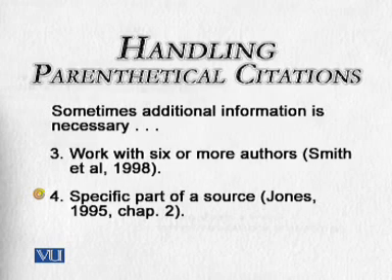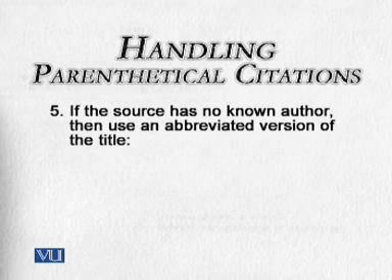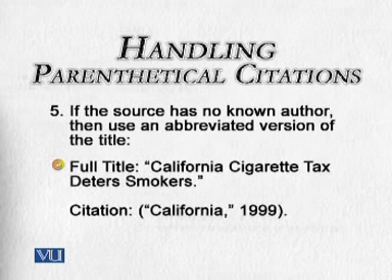Its year of publication. And now comes what? The chapter name. Let's say chapter 2 or chapter 1. This is one possibility. Let's go ahead. If the source has no known author, then use an abbreviated version of the title. Like if the full title is California Cigarette Tax Deters Smokers. So if you want to prepare its citation, very simply, write California and then year of publication.